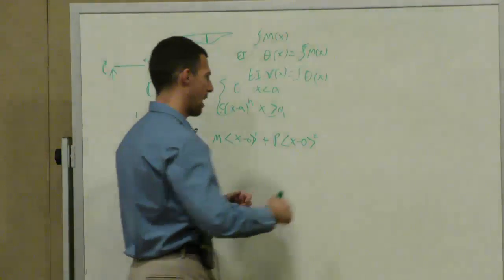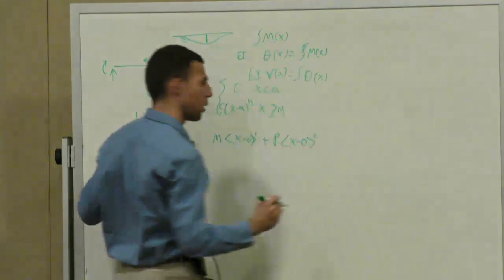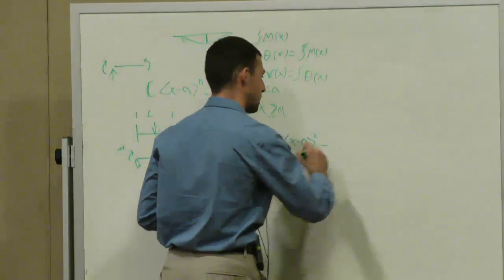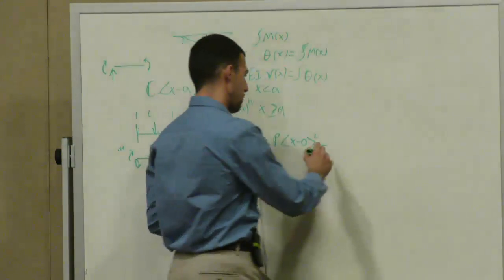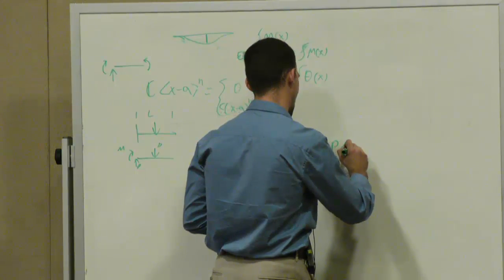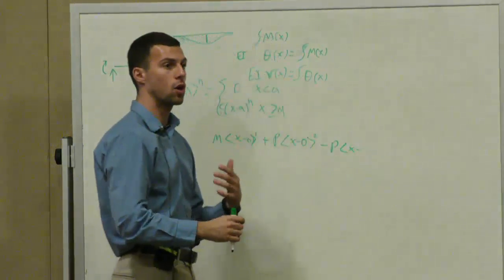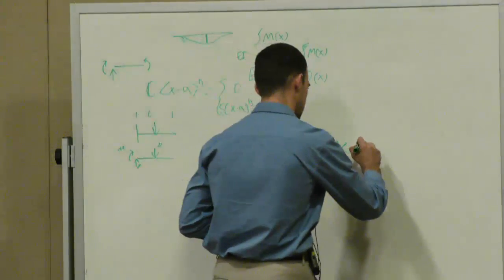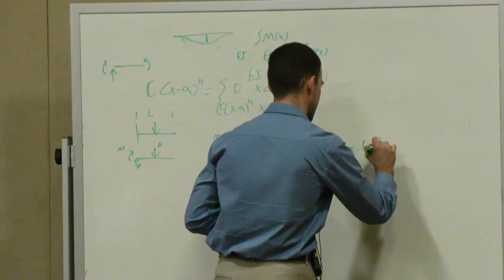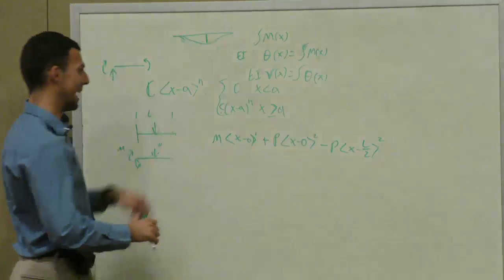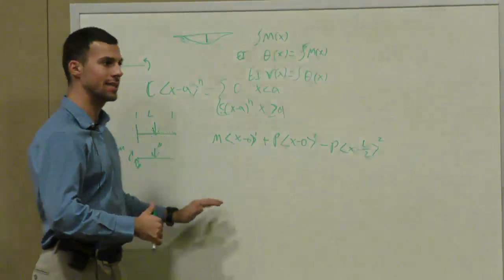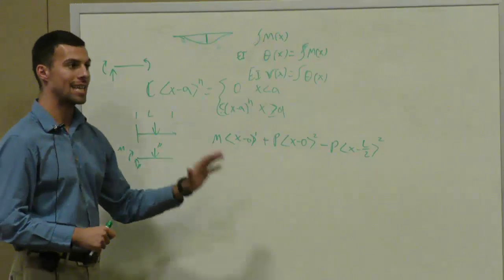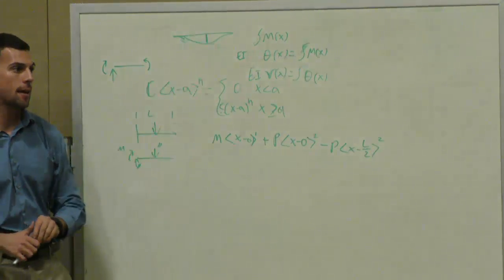Right? And then we have another point load, right? We go along the beam. So now we subtract, because this point load is applied downwards. So minus P times x minus, now we start at L over 2, right, to the second power. And that is your moment equation. Okay? This describes your entire moment as a single equation of x. Yes?